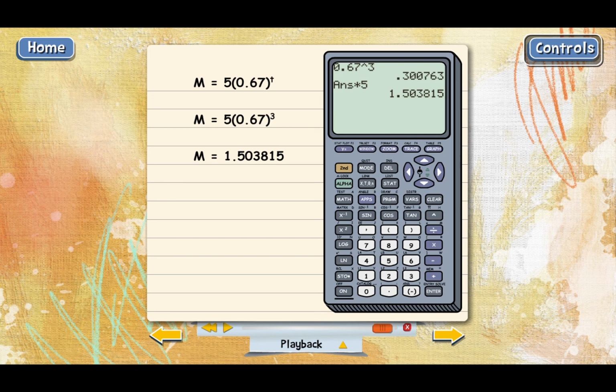And I could have punched it in by just pressing 5 first. I could have done 5 times 0.67, and then the exponent key, and then raise that to the third power, because the calculator does understand the rules for the order of operations. I could have done it just from left to right, but you can do it the way I did it too. Either way will work. But we end up with m equals a little bit more than 1.5, which means the amount of the drug in the patient's bloodstream after 3 hours is a little over 1.5 milligrams.